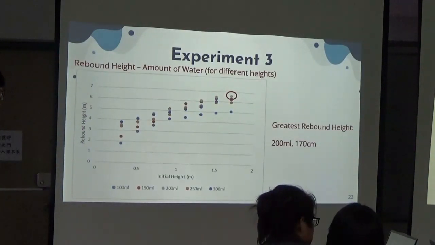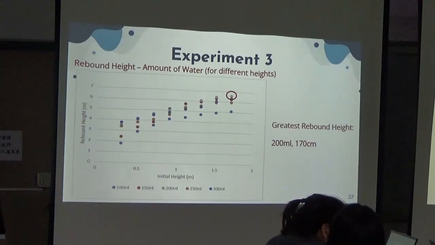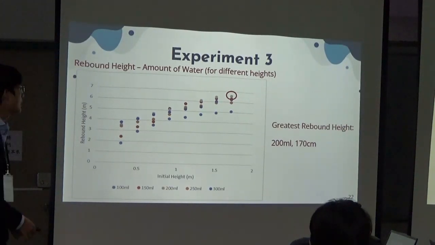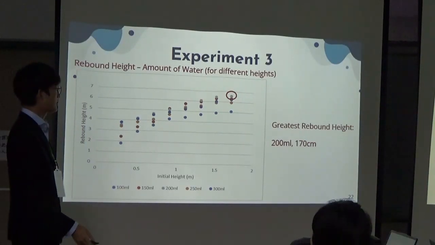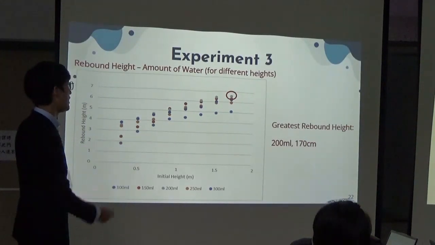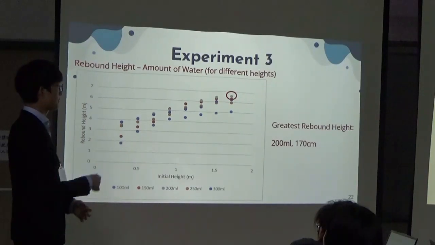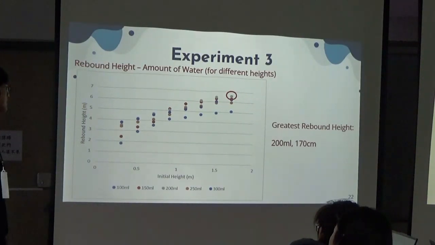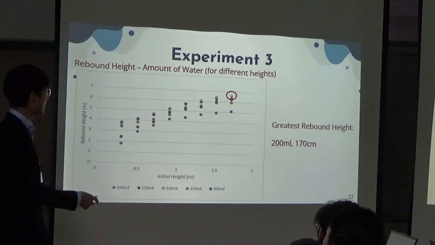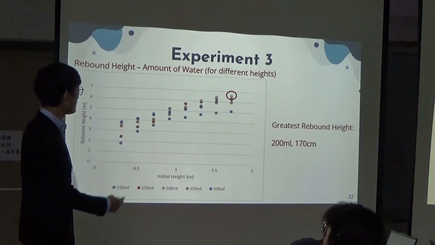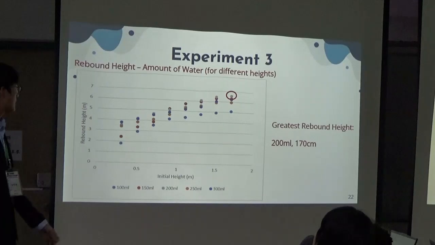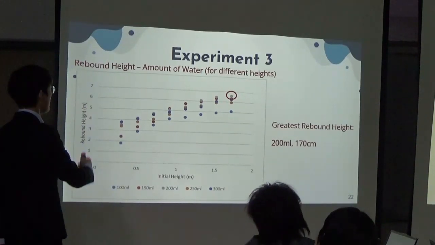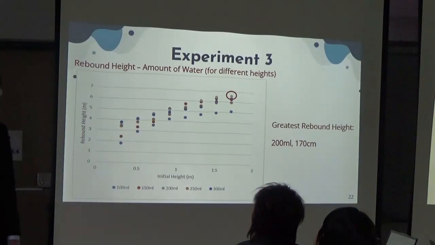And this is the overall data of every combination of different amounts of water and different initial heights. From our experiment, we can see that the greatest rebound height we can get, which is the maximum height, is when the water is 200 milliliters and the initial height is 170 centimeters. The maximum height we get, I forgot to put it here, is about 6.5 meters.